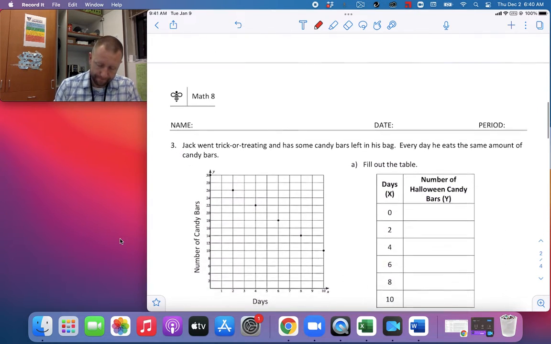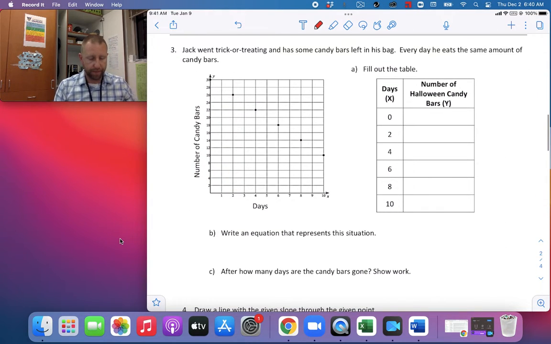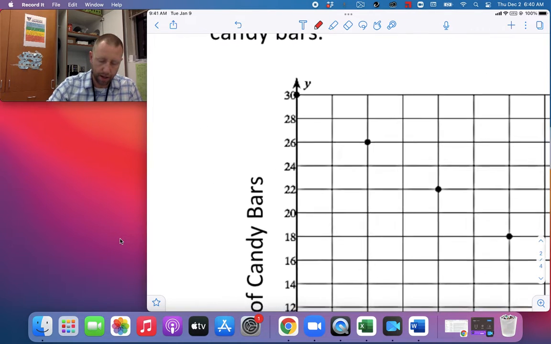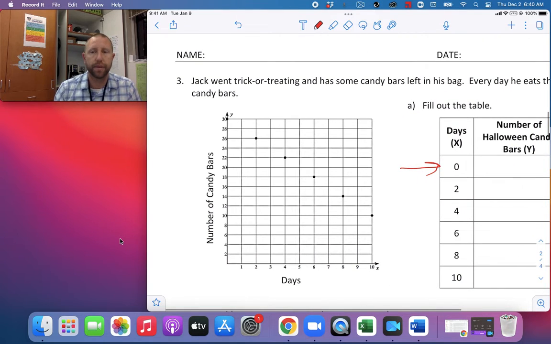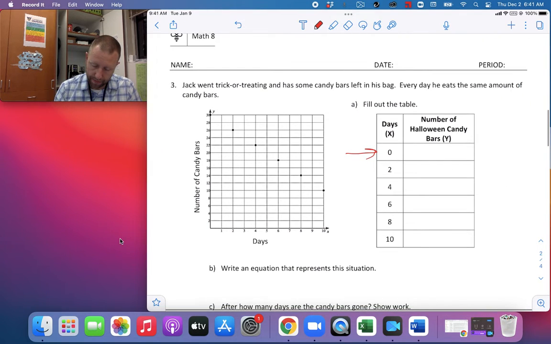All right. For the next question, very similar to the retake question. It says here, Jack went trick-or-treating and has some candy bars left in his bag. Every day, he eats the same amount of candy bars. So I'm going to look at this y-intercept. That's what I'm going to put first in the table, right? When x equals 0, that is the y-intercept. So where is this on the y-axis? And I can see a dot right there at 30. So at 30, at 0 days, he has 30 pieces of candy.